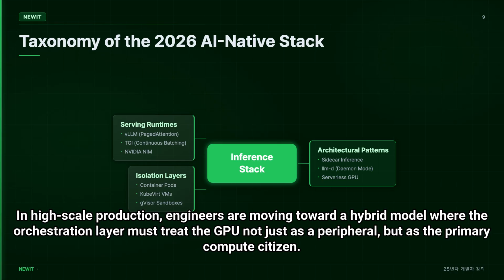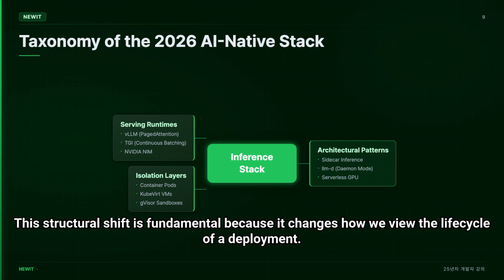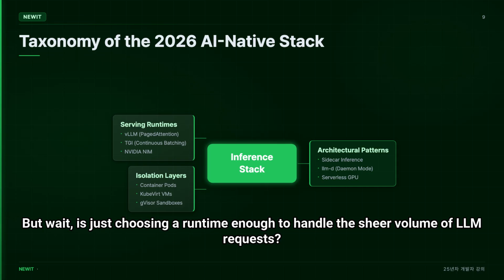In high-scale production, engineers are moving toward a hybrid model where the orchestration layer must treat the GPU not just as a peripheral, but as the primary compute citizen. Understanding this taxonomy is the first step in moving from a reactive infrastructure to a proactive AI platform that can scale to trillions of parameters without collapsing under its own management overhead. This structural shift is fundamental because it changes how we view the lifecycle of a deployment. But wait, is just choosing a runtime enough to handle the sheer volume of LLM requests?